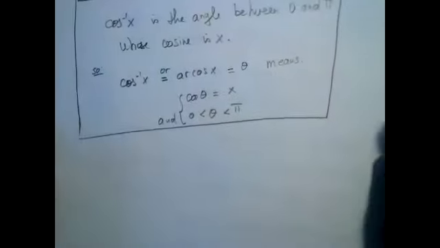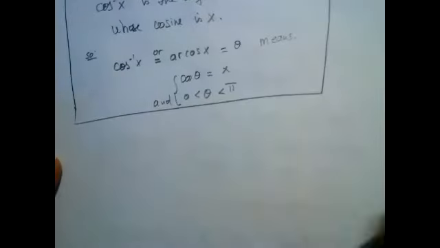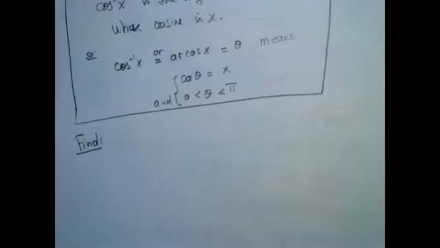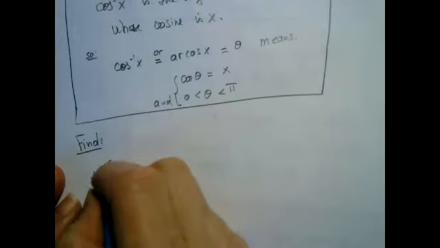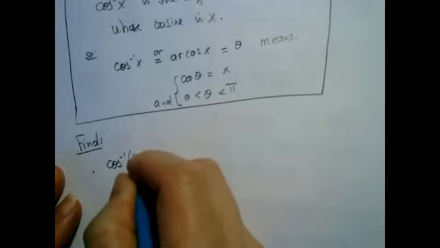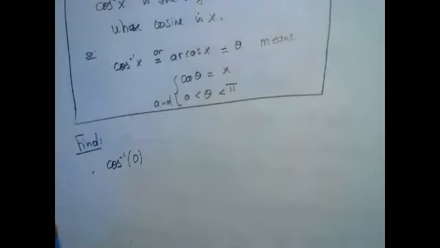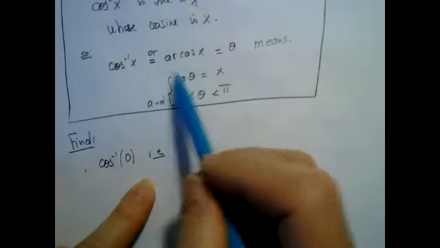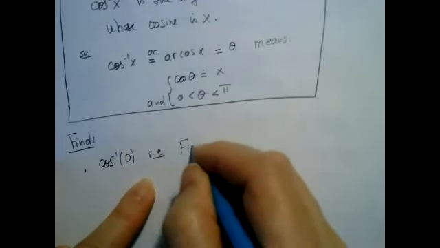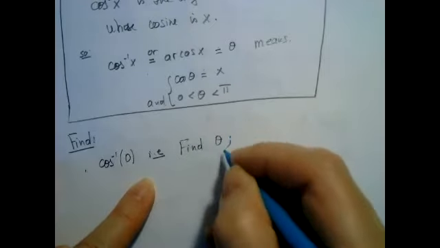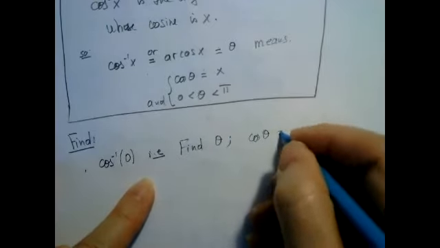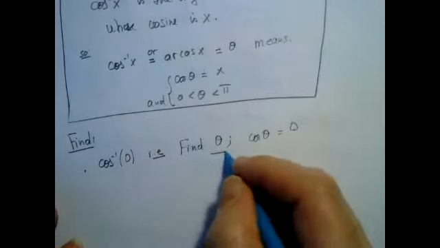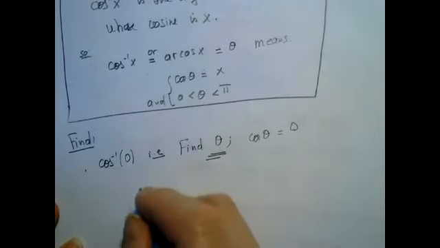So let us practice this a little bit. Okay, so I'm going to ask you the following. Without a calculator, I cannot control you, but without a calculator, find cosine inverse of 0. What am I talking about? What does this mean? Find cosine inverse of 0. It means find the angle theta such that the cosine is equal to 0. It means find the angle whose cosine is 0.